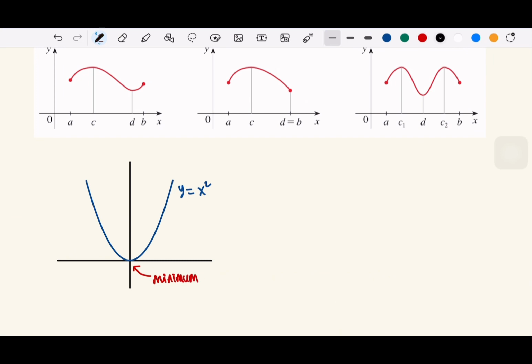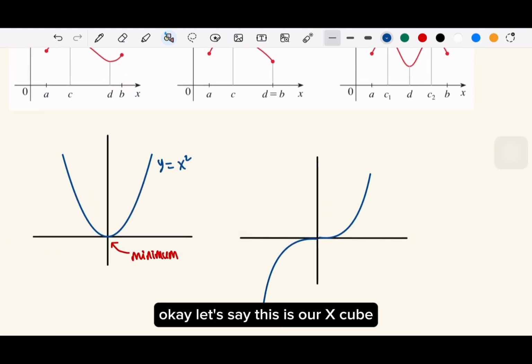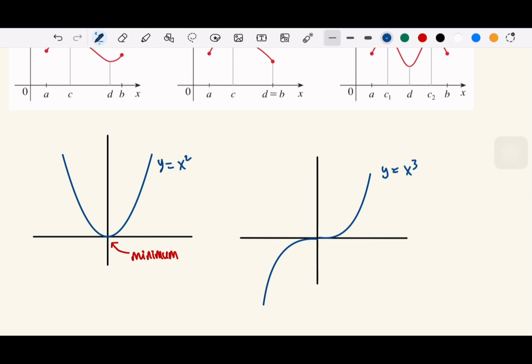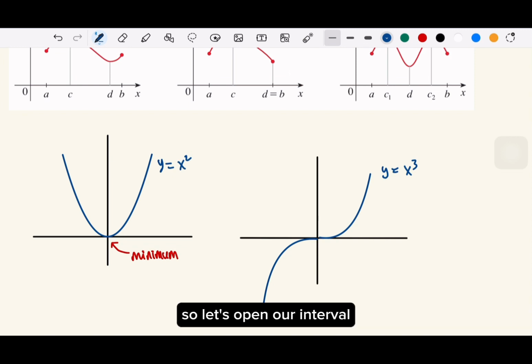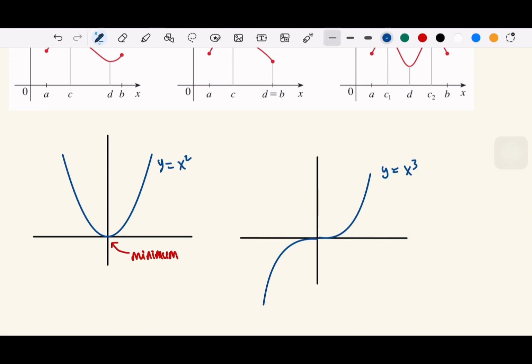Okay, but if we have, for example, x cubed, okay, let's say this is our x cubed. And let's open the interval. Open the interval, so we are not observing like in the previous one where we had a closed interval. So let's open our interval, so we'll have the domain for all x. We have a minimum here, right?